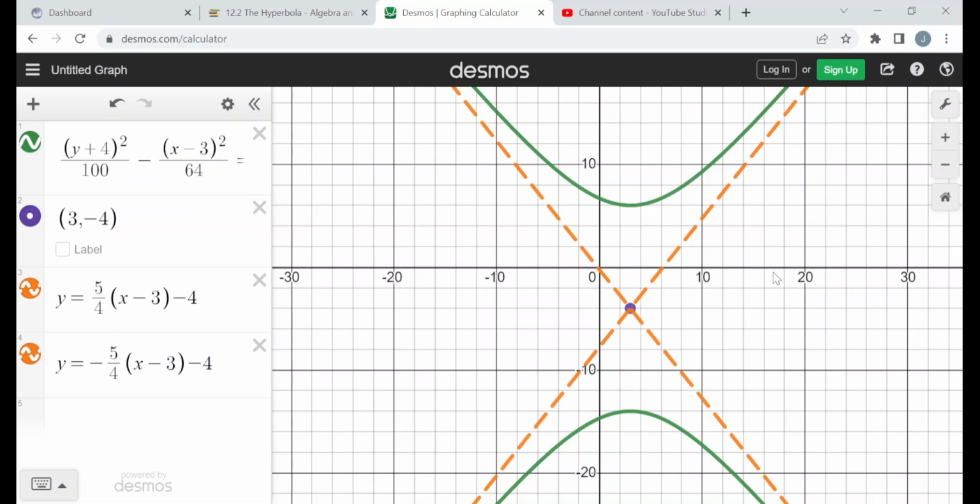The vertices were correct. The center was correct. My drawing was correct. Even though it was a crappy looking drawing, it was still a valid graph of that equation.